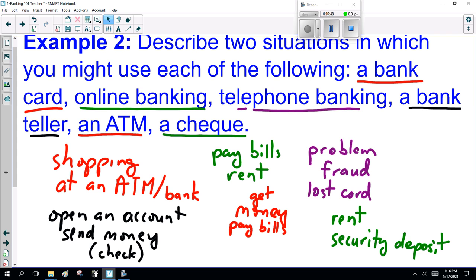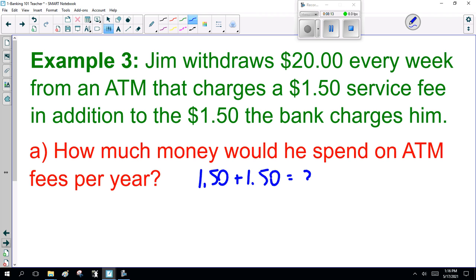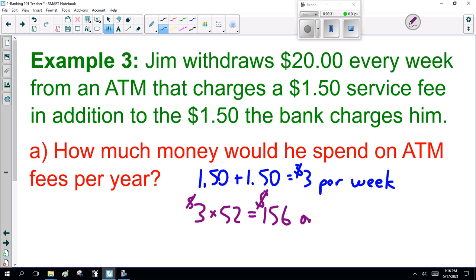Now, moving on. Jim withdraws $20 every week from an ATM that charges a $1.50 service fee in addition to the $1.50 the bank charges. He's not using his own bank's ATM, he's using something else. How much would he spend on ATM fees per year? Well, $1.50 plus $1.50, that's $3 per week. That's $3 times 52 weeks in the year. That's $156 on ATM fees.